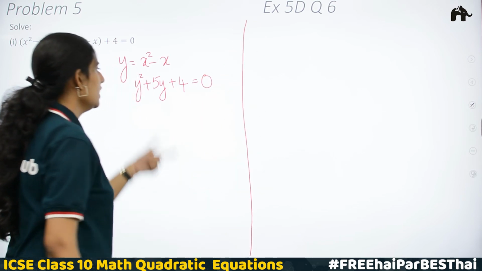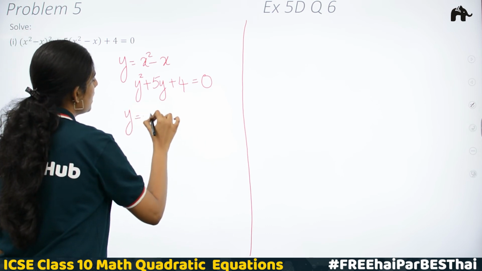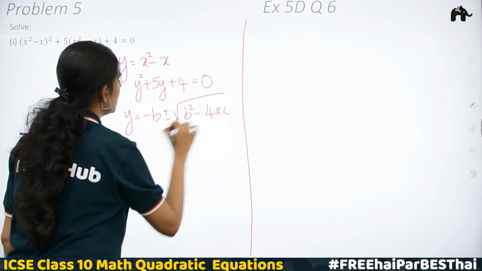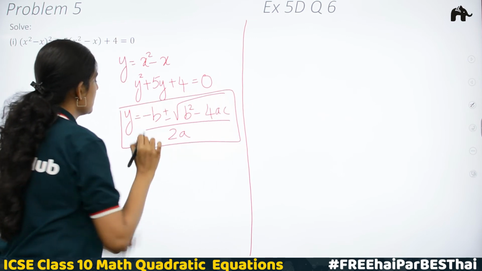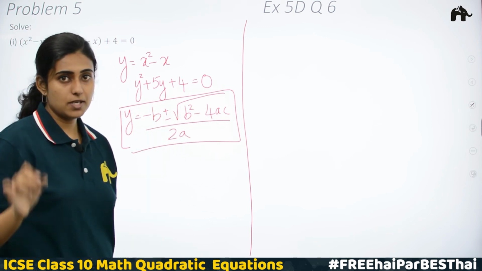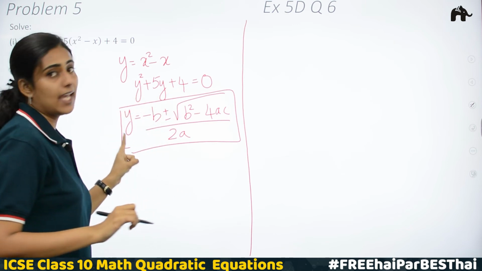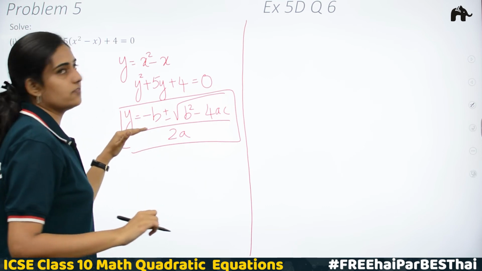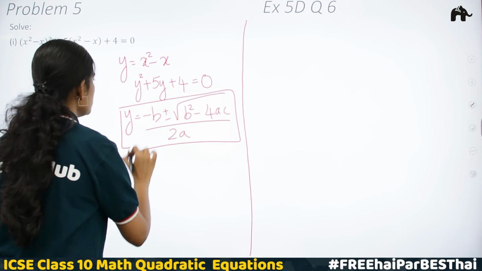Okay. Now we can easily solve this using our formula. What is our formula? Y is equal to minus b plus or minus root of b square minus 4ac divided by 2a. The formula we studied is x is equal to minus b plus or minus root of b square minus 4ac by 2a. Remember one thing, here we are using y because we need to get the value of y. If you put x here, the answer will be different. You won't get the exact value of x. After finding y, we'll find the value of x.